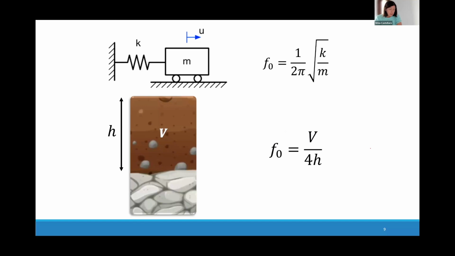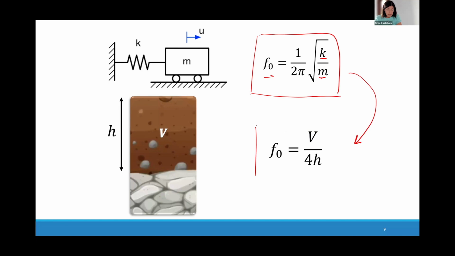It can be shown, it's quite easy to show, that the resonance frequency equation that we gave in this way, the frequency linked to stiffness and inversely proportional to mass, is identical to what is written down here. We can say that this is the resonance equation for physicists, and this is the resonance equation for geologists or geophysicists.